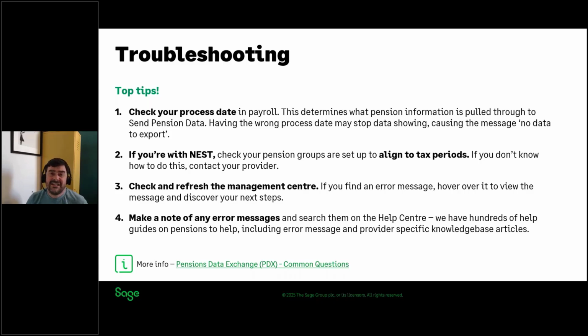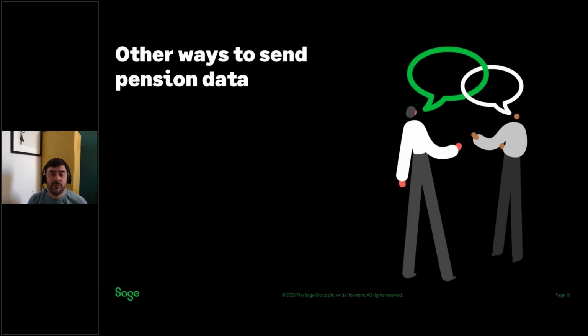So from sending information directly from your software, I'm going to move on and talk about other ways to send pension data. Now, you could do it manually just by logging onto your pension provider's portal and typing the details in. But obviously, if you've got a larger payroll and you're doing this frequently, every week, every month, it's probably a lot easier to do by exporting a CSV file.